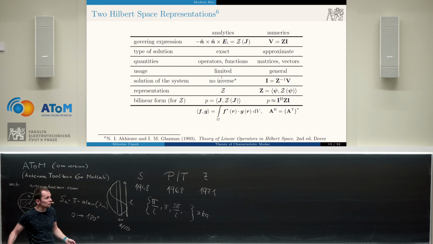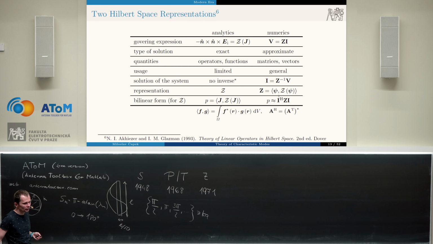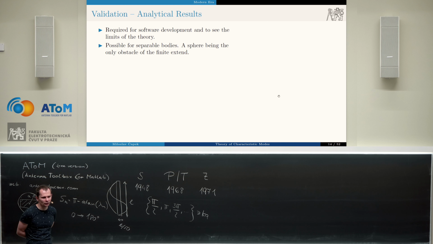And finally, there are different bilinear forms we can adopt, different inner products we can adopt, and this is just to compare these two worlds, let's say. But still, the analytical representation can be extremely useful for us, especially in a case that we need to validate our code.